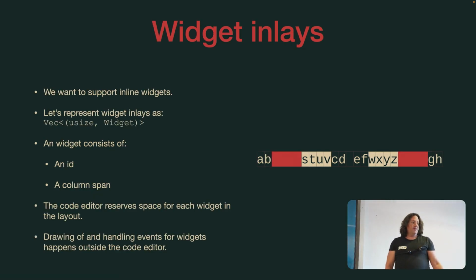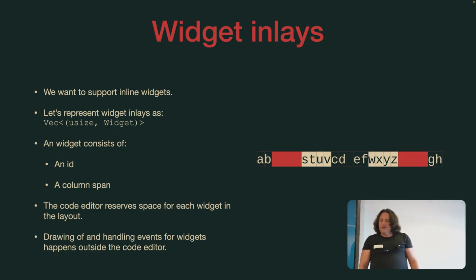Like I said, we're building a live coding editor, so eventually we also want to be able to insert widgets in the middle of the text. For that we use another vector of byte offsets and widgets. A widget consists of an identifier and a column span that tells the code editor how much space to reserve for it. So the code editor reserves the space, but the drawing and the handling of events for the widgets happens outside the code editor. So that's not something I bother with right now.